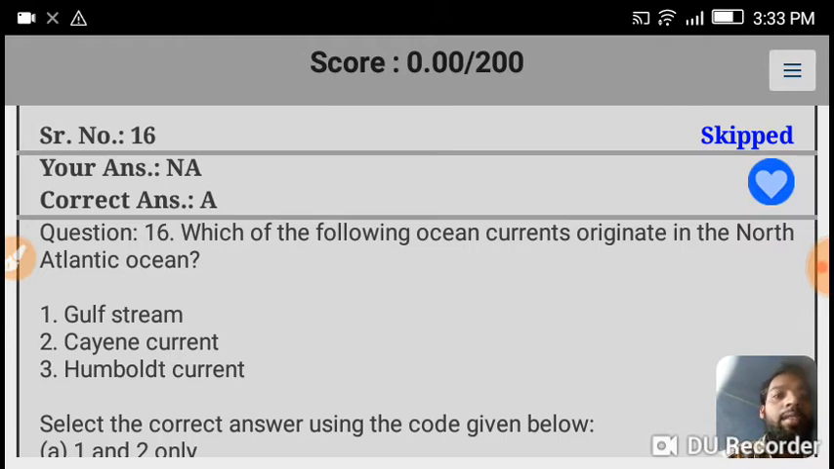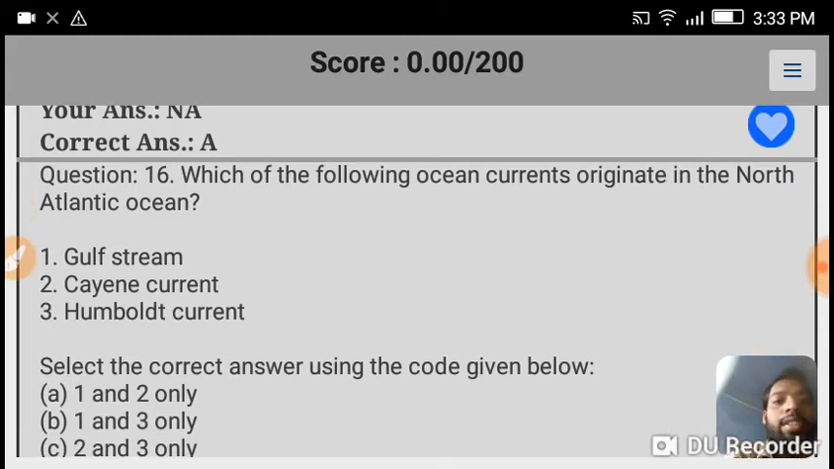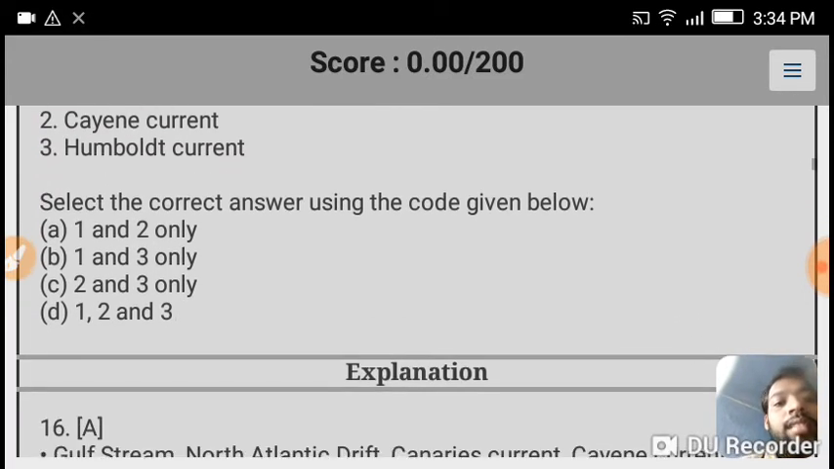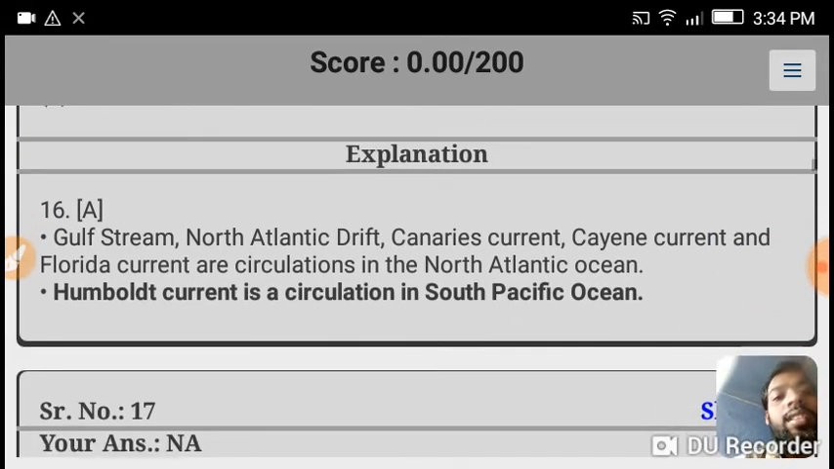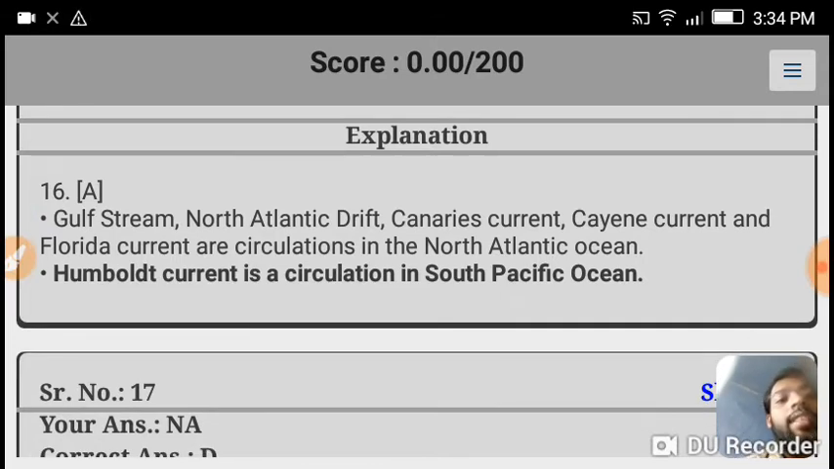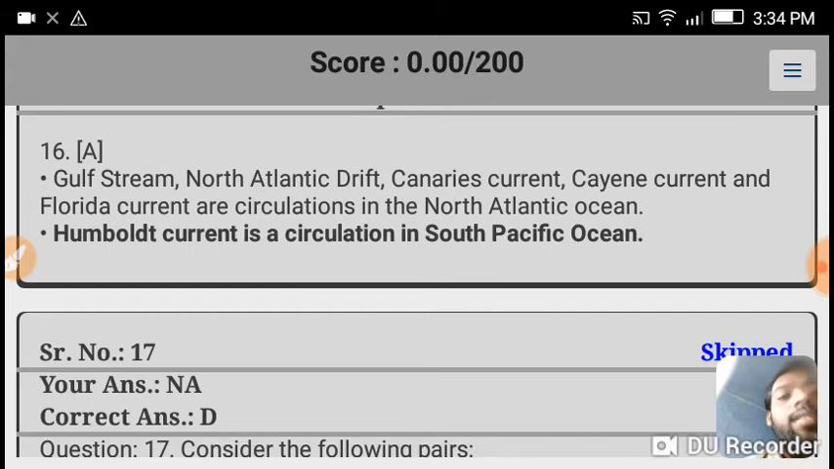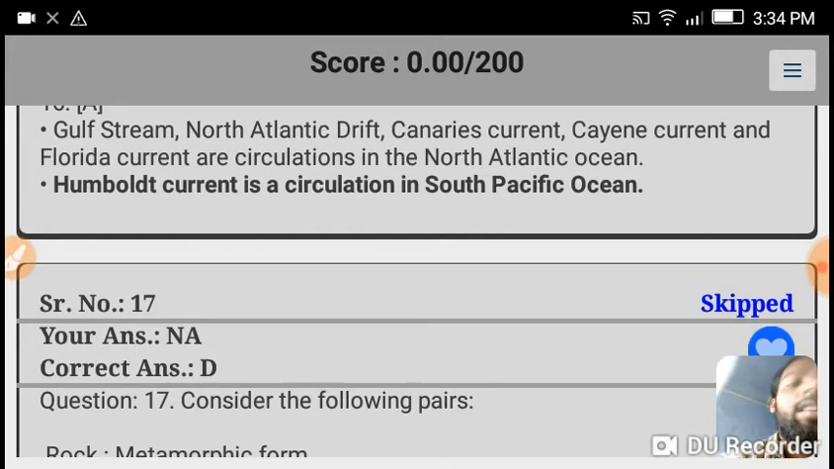Which of the following ocean currents originate in the North Atlantic Ocean? Mainly the Gulf Stream and the Canaries current originate in the North Atlantic Ocean. The Humboldt current does not. The Gulf Stream, North Atlantic Drift, Canaries current, and Florida current are circulations in the North Atlantic Ocean. The Humboldt current is a circulation of the South Pacific Ocean.